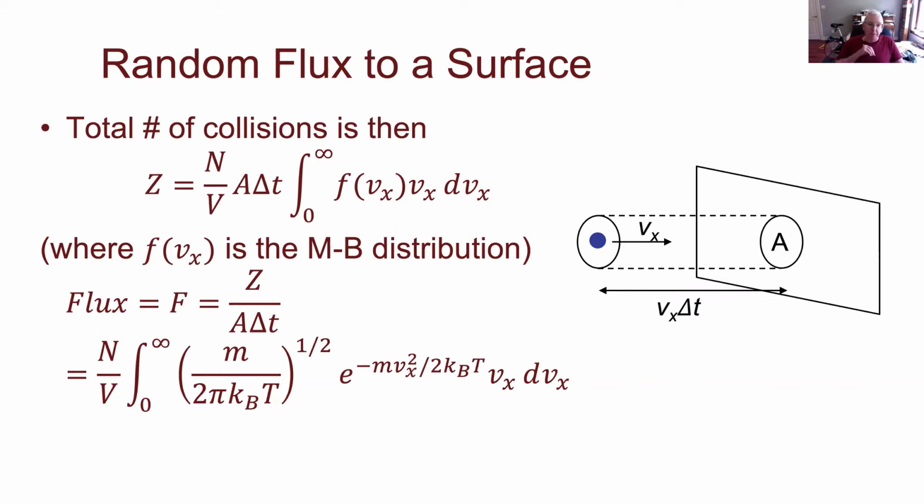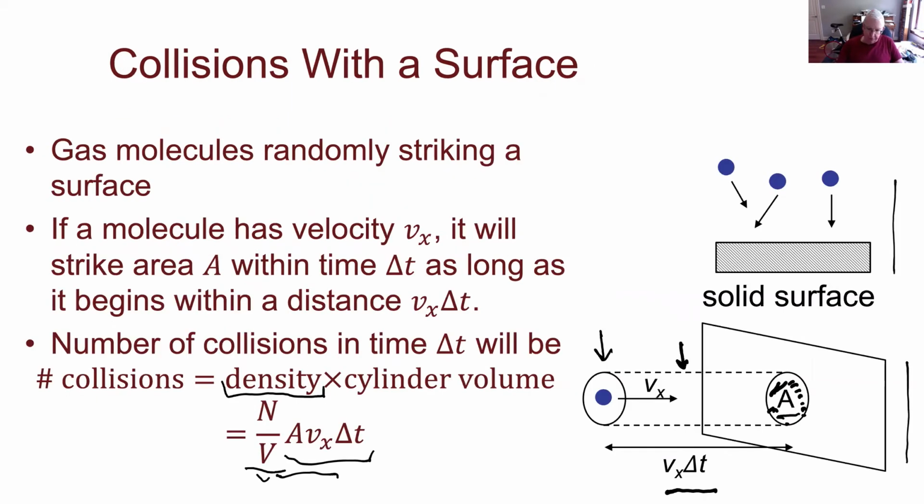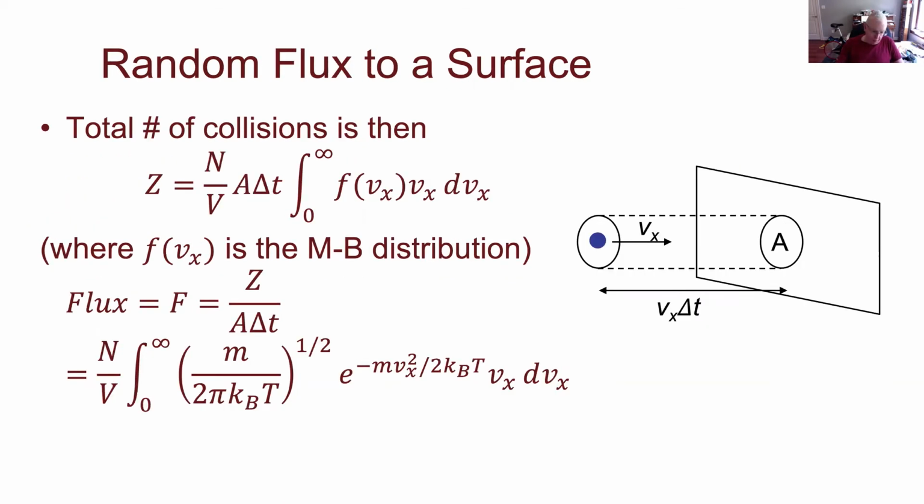So what I had before is, if we flip back for a second, I had the equation down here where it's N over V, A Vx delta T. So the thing I'm replacing now is the Vx piece of that. This part, the N over V, A delta T, that was all there already.